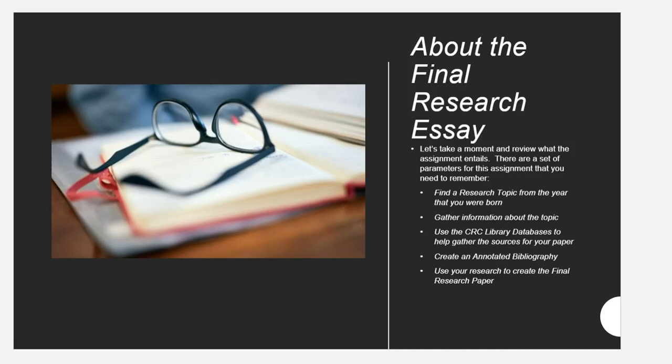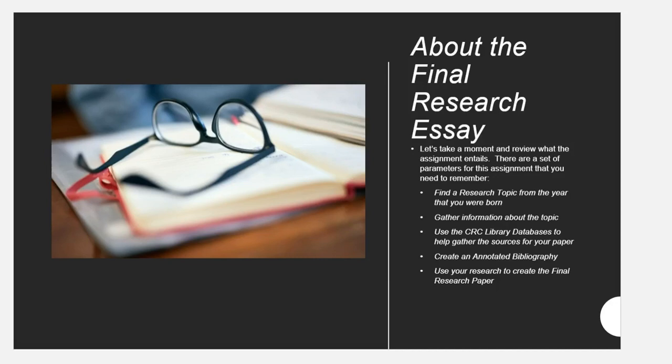There are a set of parameters for this assignment that you need to remember. So you're going to need to go ahead and find a research topic from the year that you were born. So it does have to be from the year that you were born. And then you're going to be expected to gather information about your research topic. You're going to need to know the basics about the topic that you select, be able to give a summary of what makes that event significant and important, and just the basic foundation for understanding why you selected it.